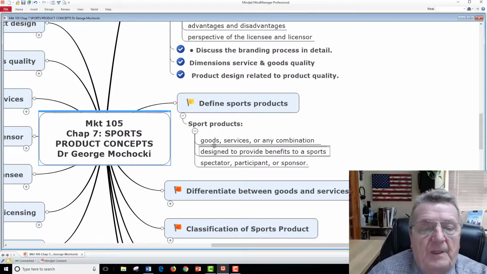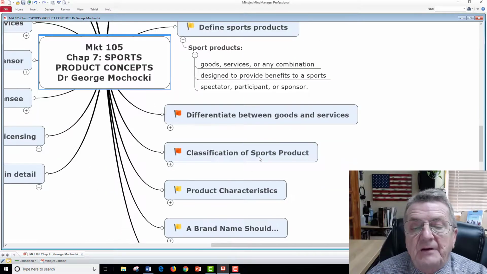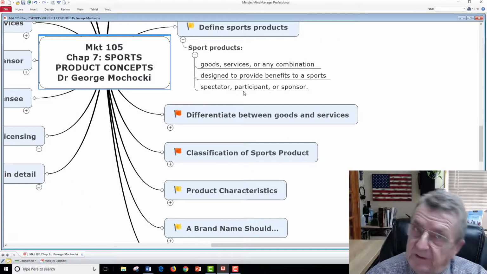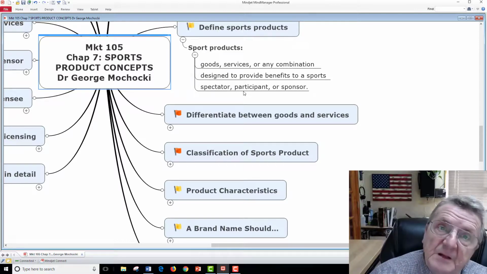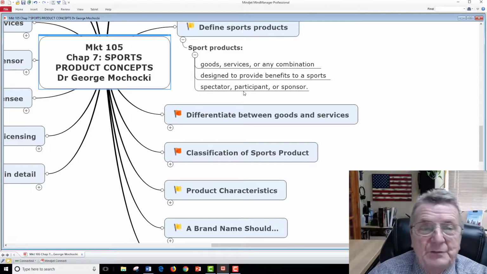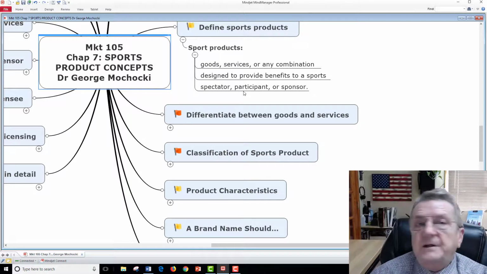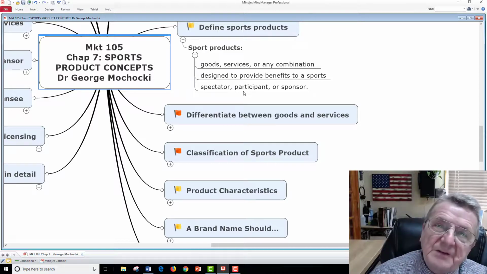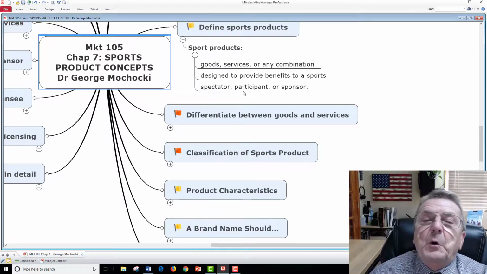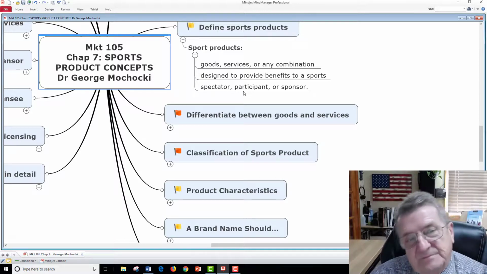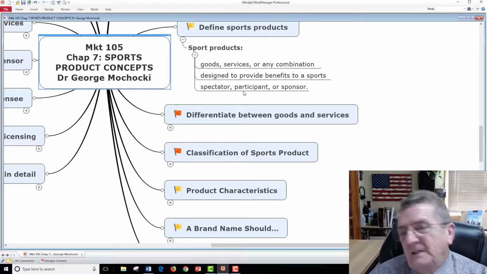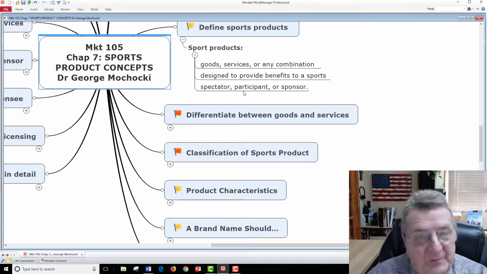All right? Okay. So sports products are designed to provide benefits to a sports spectator, participant, or sponsor. And a sponsor also wants their name on something that's going well. When the Chicago Cubs were in the World Series, everybody wanted to be on the bandwagon. What about the other sponsors when the Cubs weren't doing well? They were still sponsoring because they know there's a loyal fan base. They're loyal to our hometown. I grew up in Chicago, so even though I'm out in the suburbs now, that's our hometown.